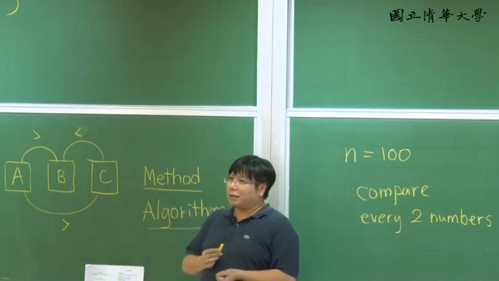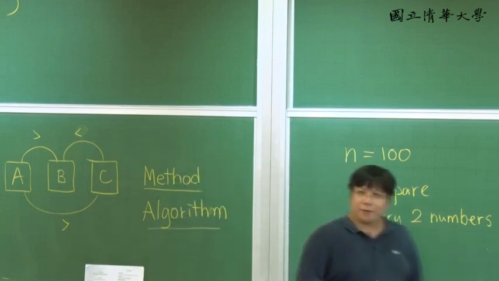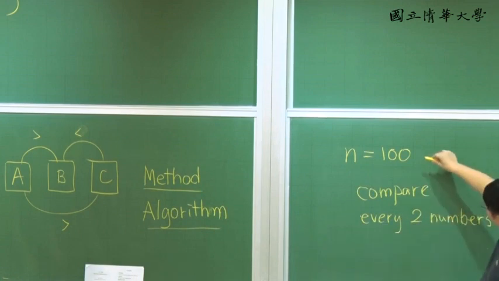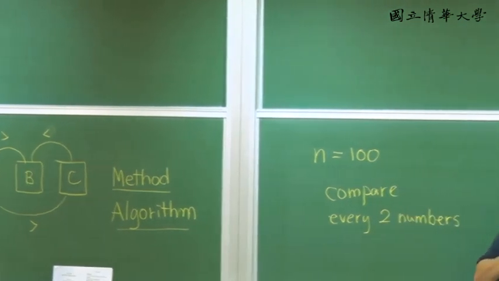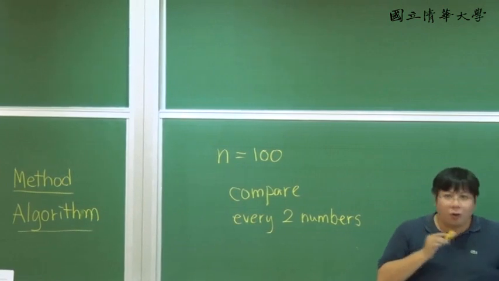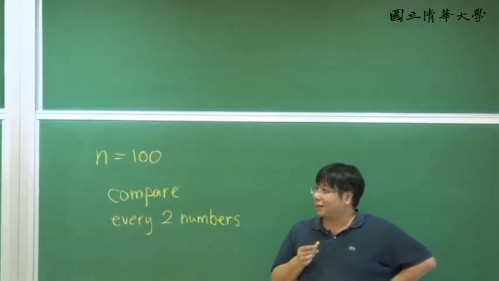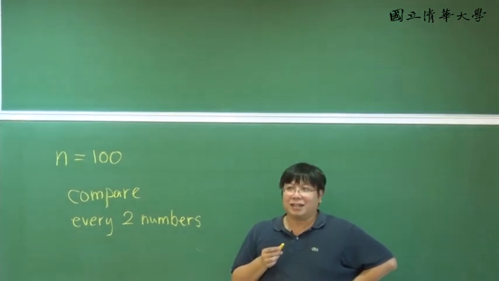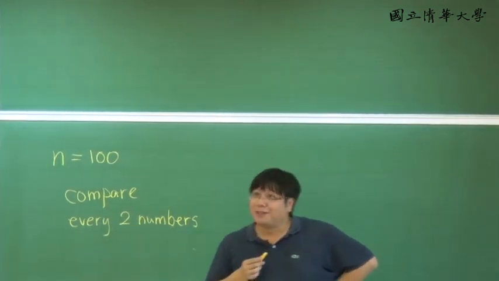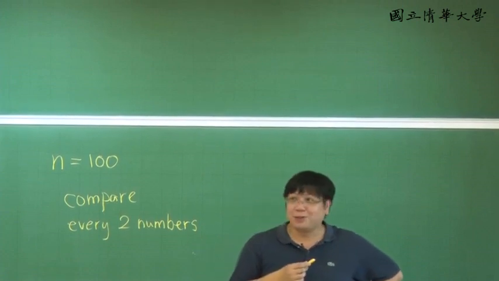And what else? So is it fast? If I have 100 numbers, and I need to compare all of them, how many comparisons do we need? How many? This is a problem that was asked by a primary school teacher to Gauss.